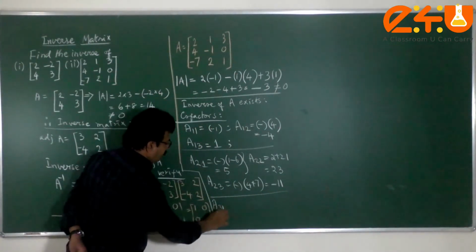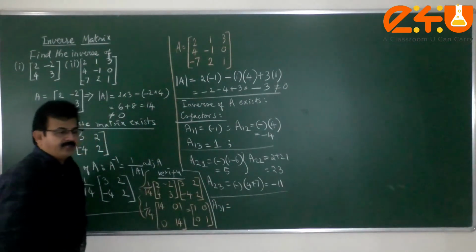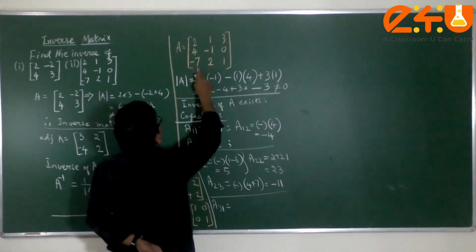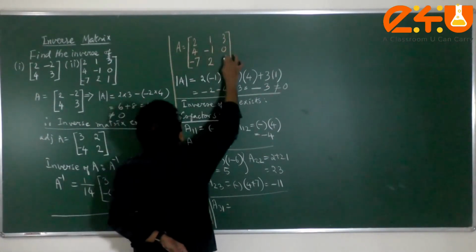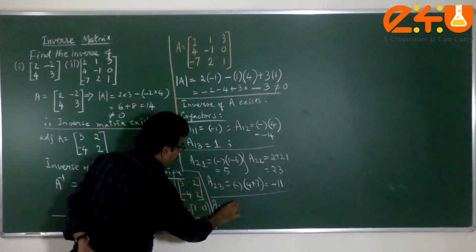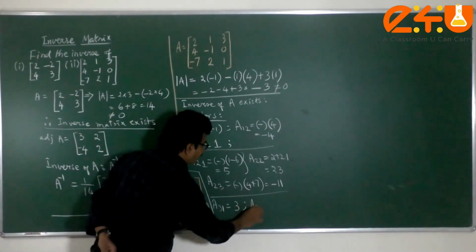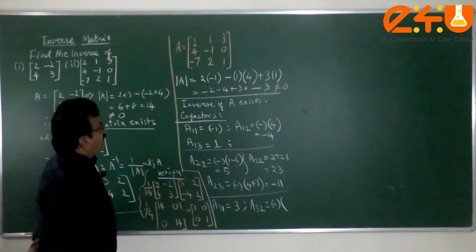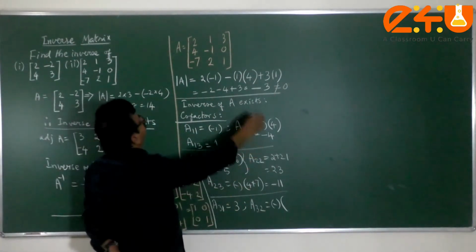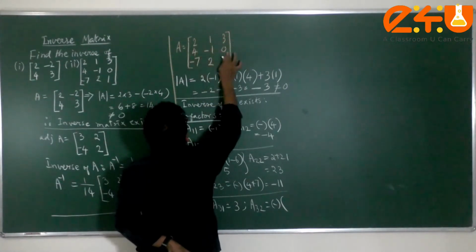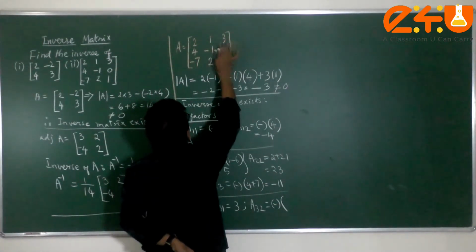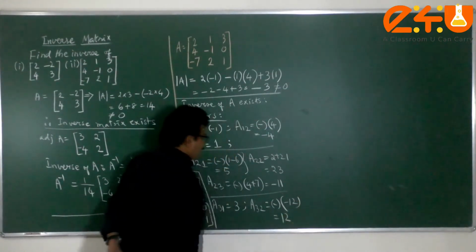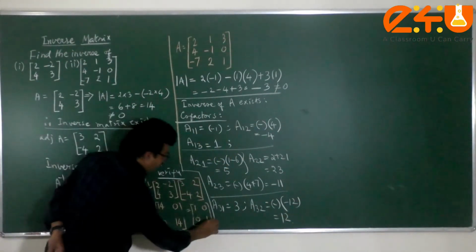And proceed to row 3, element 3, 1. Okay, so minor 3, 1 only. 0 minus of minus 3, positive 3. A32 begins with negative sign. Minor 32 is 2, 3, 4, 0. So 2 times 0, 0 minus of 12. So positive 12. Let us complete 3, 3 here.